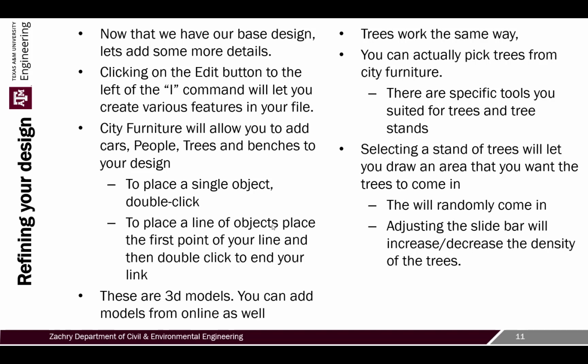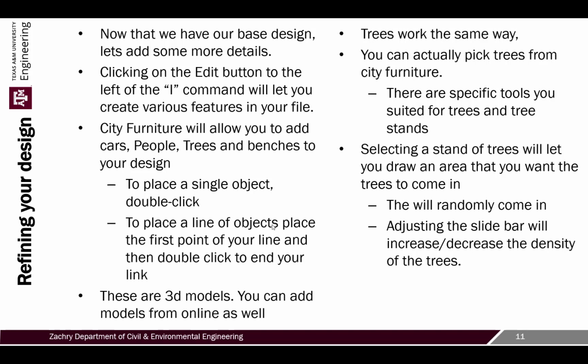The cars and everything is what's found under what's called city furniture. I can actually add trees as well, but also benches, buildings, light poles, people, cars. There's just a bunch of stuff you can add. Whenever you want to place those objects, if you double click on a position, it will place that object on that position, a single object.